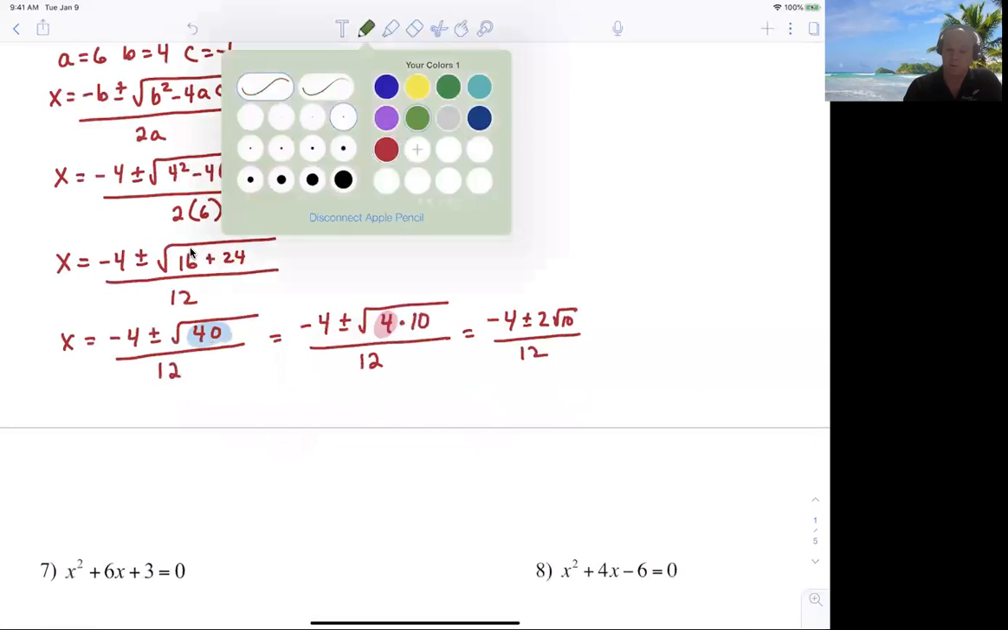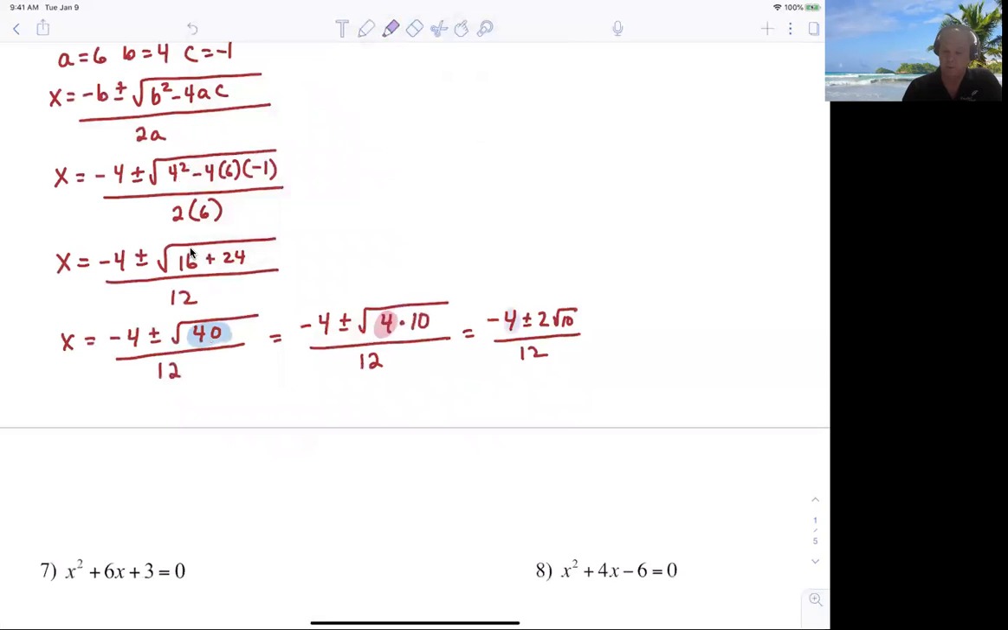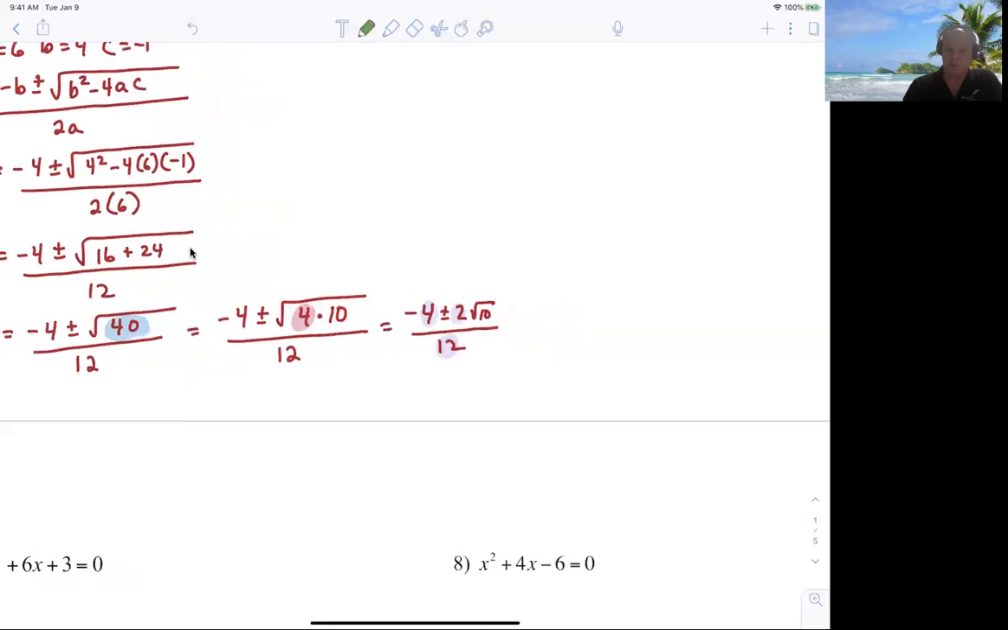Now we're almost done. The final step is to take a look at the 4, the 2, and the 12, and decide whether we can reduce. The reason we can reduce is because all 3 of those numbers are divisible by 2. So after all that, my final answer is negative 2 plus or minus 1 radical 10 all over 6. So again, I divided by 2, divided by 2, and divided by 2.